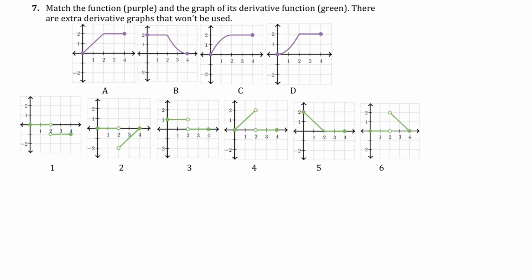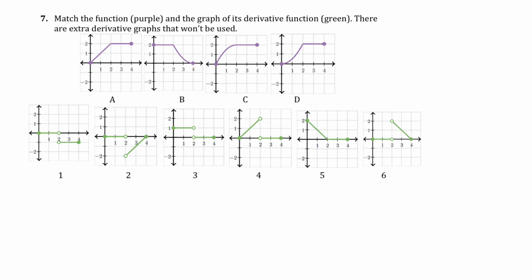So let's talk about number 7. This one, you're matching the original graphs, like you could think of these guys as your f. You're matching it to its derivative, f prime. So here's the thing you're thinking about. If your graph is increasing, if f is increasing, that means f prime is positive. And being positive means you're above the x-axis. That's what being positive means. So if f is increasing, f prime has to be positive.